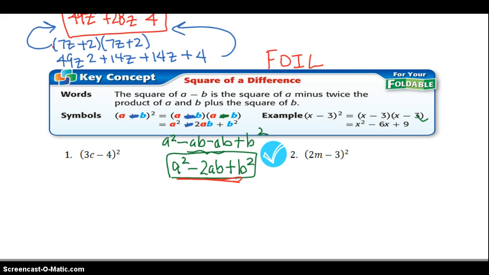But they're trying to show you that this is a shortcut. So here we are with their example, x minus 3 squared. So instead of writing it, actually I would love for you all to get to where you didn't even have to write the problem.